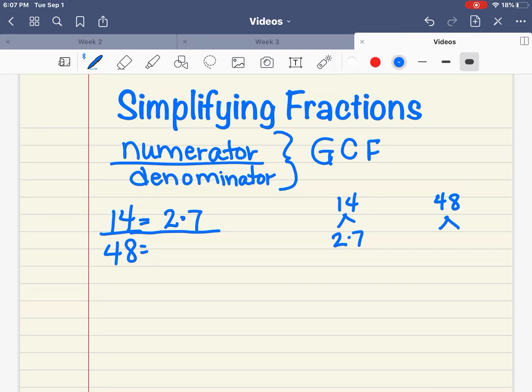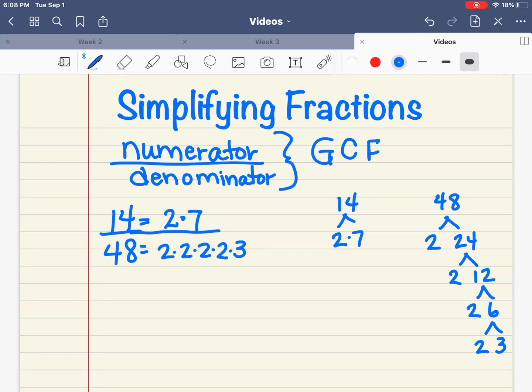Now, 48 is a little bit more complicated. I know that's an even number, so it's divisible evenly by 2. That'll be 2 times 24. 24 is still evenly divisible by 2. That'd be 2 times 12. 12 is still evenly divisible by 2. That would be 2 times 6. And finally, 2 times 3. So the prime factors of 48 are 2 times 2 times 2 times 2 times 3.